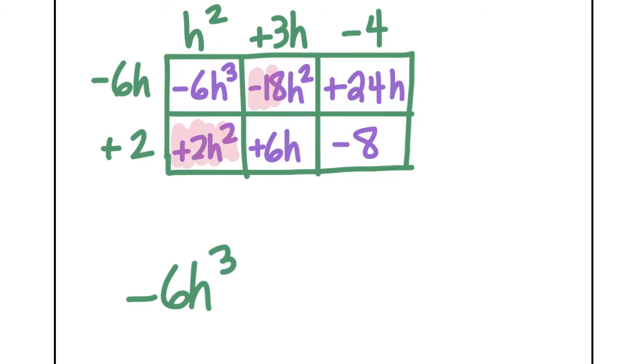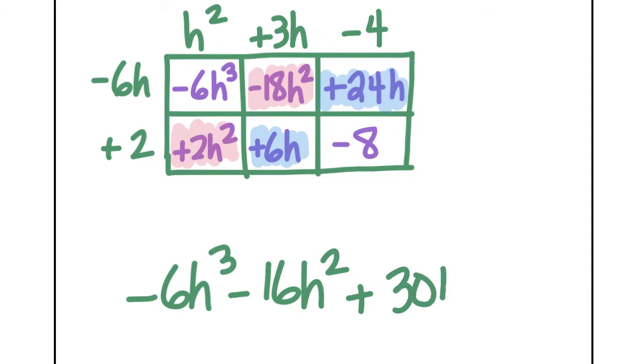Okay, but then if you look diagonally, I have two terms that have h to the second power. So we're going to combine those. 2 minus 18 would give me negative 16h to the second. Okay, and then the next diagonal, positive 6h and positive 24h, adding those together gives me positive 30h, and then last I have that minus 8.